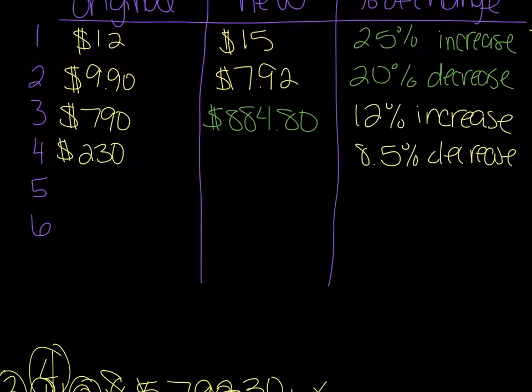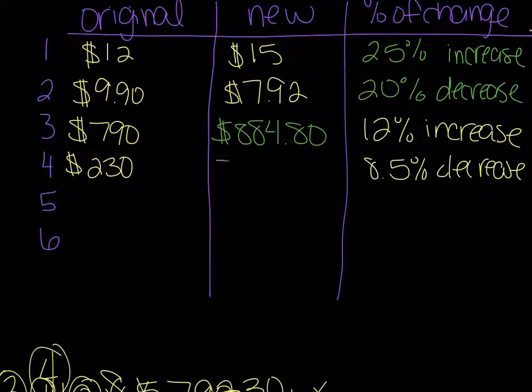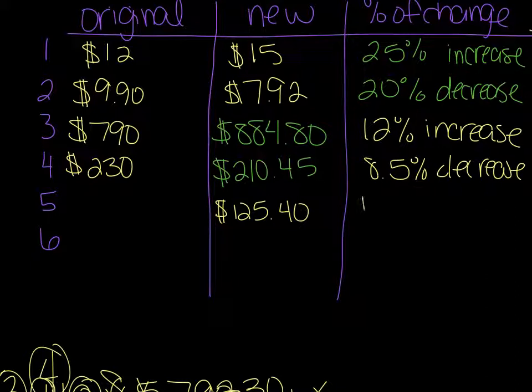Okay, last type of problem here. This time I'm going to give you the new and the percent of change, and we've got to find the original. So let's say for this one we have a new price of $125.40, and it is a 14% increase.